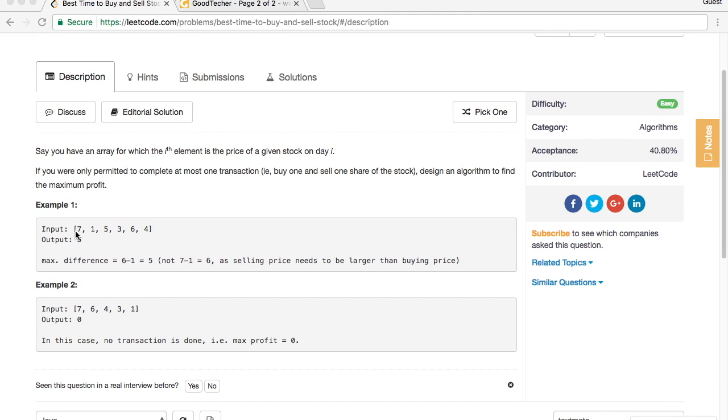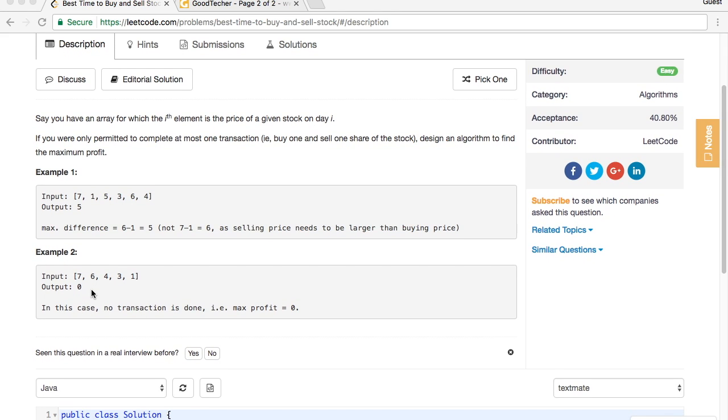So in the example here, you have an input array of prices, 7, 1, 5, 3, 6, 4, and your maximum profit is 5. Maximum profit comes from the difference of the lowest price and the highest price, that's 1 and 6. 6 minus 1 equals 5. You get maximum profit 5.